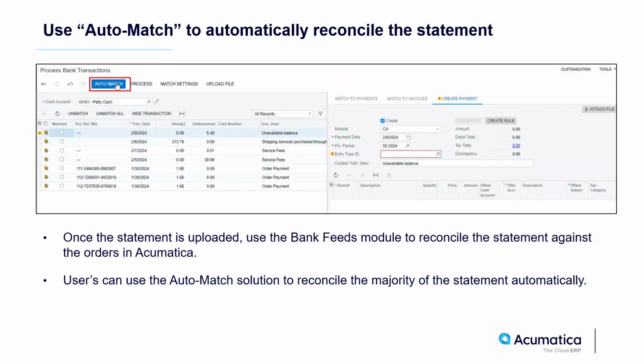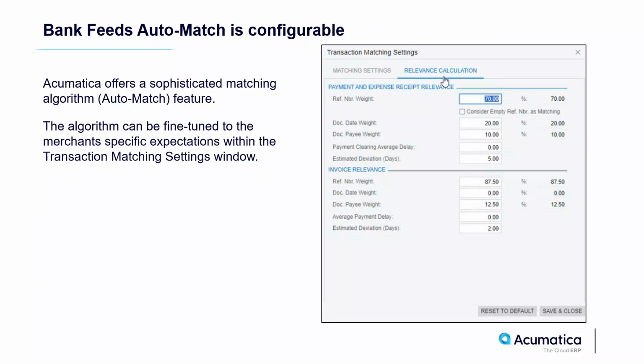We have an auto match feature, and that auto match feature is going to go through all of your records in the ERP and all of the lines in the Amazon statement, and it's going to do its best to reconcile all of those lines, right? And our hope is that it's going to do all of the lines for you. We've added some features to Acumatica to fine-tune the algorithm to your specific needs.